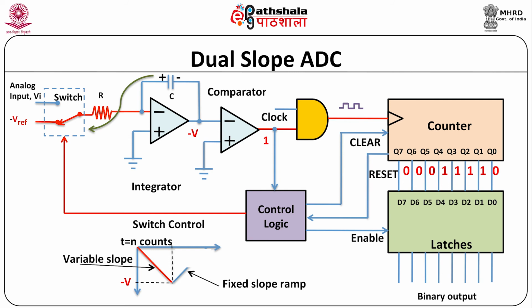The time it takes the capacitor to discharge to 0 is dependent on the initial value of the voltage, which is proportional to Vin. As soon as the integrator output voltage reaches 0, the comparator switches to low state and disables the clock to the counter through the AND gate. The low state at the output of the comparator allows the control logic to enable the latch storing the binary count. The binary count is proportional to Vin. This completes one conversion cycle.